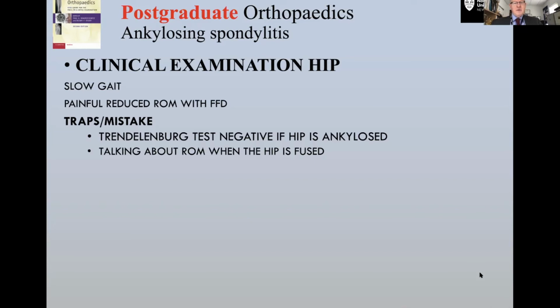If you examine the hip and you start discussing range of movement, forward flexion 50 degrees, abduction 20, adduction 20, internal rotation, and the hip is fused, it's quite a big nail in your coffin. So be aware with ankylosing spondylitis, there's a possibility the hip may be ankylosed. You will have a false negative Trendelenburg test, and you will have no movements in the hip.